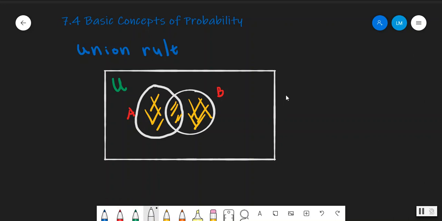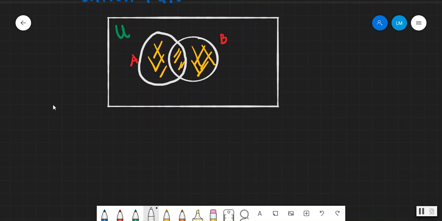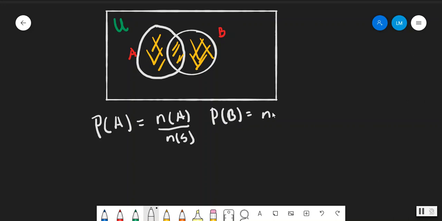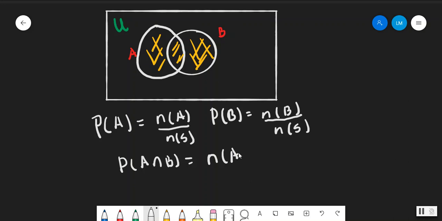So what we want to do here is figure out, for example, the probability of the two events, that is, the probability that they both occur. Let's figure out the probability of A. The probability of A is the count of A divided by the count of S, which is the sample space, or we could put the universal set if you want. The probability of B is the count of B divided by the count of S. Now we do have this little intersection right here, so we have to put the intersection. The probability of A intersect B by definition is the count of A and B divided by the count of S.